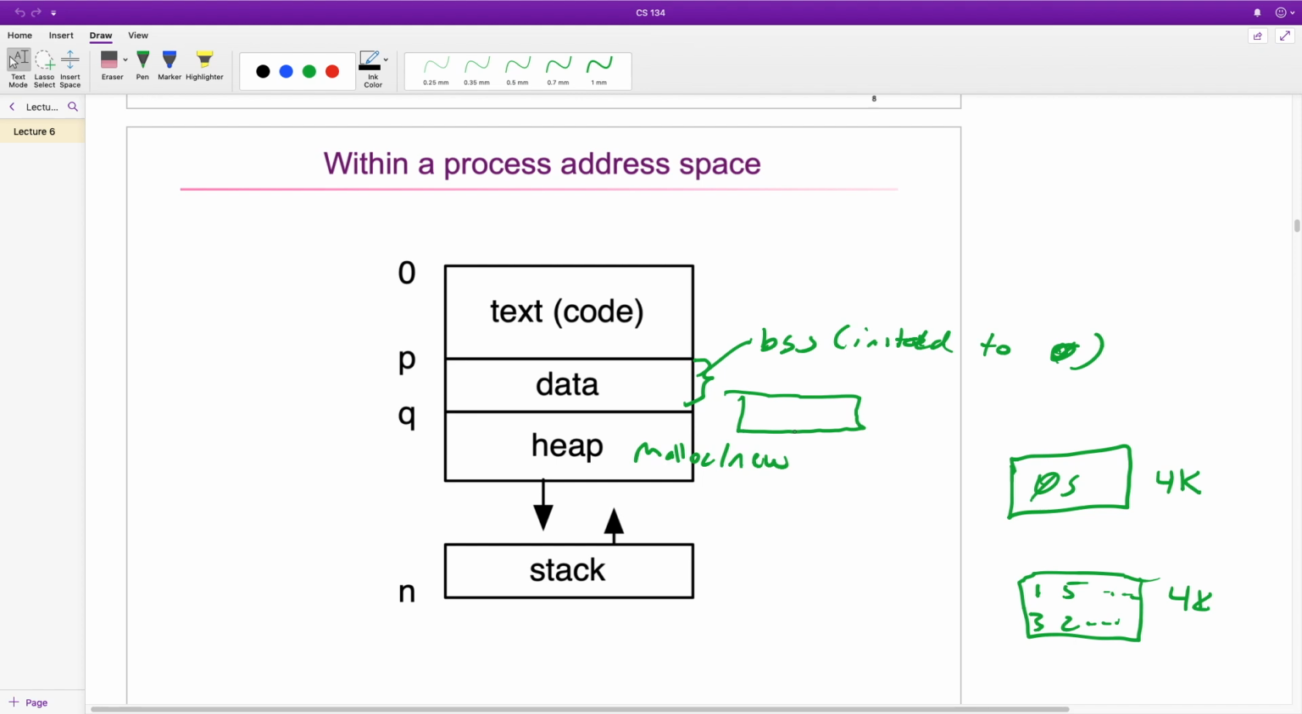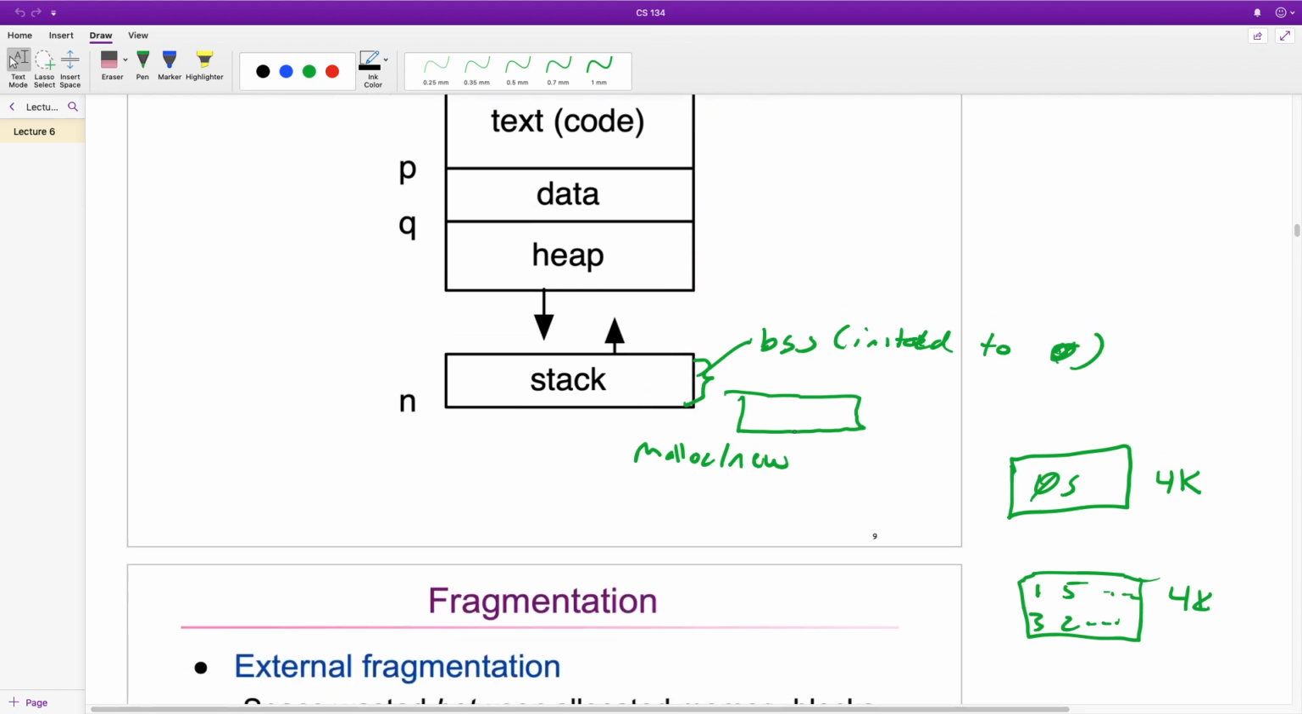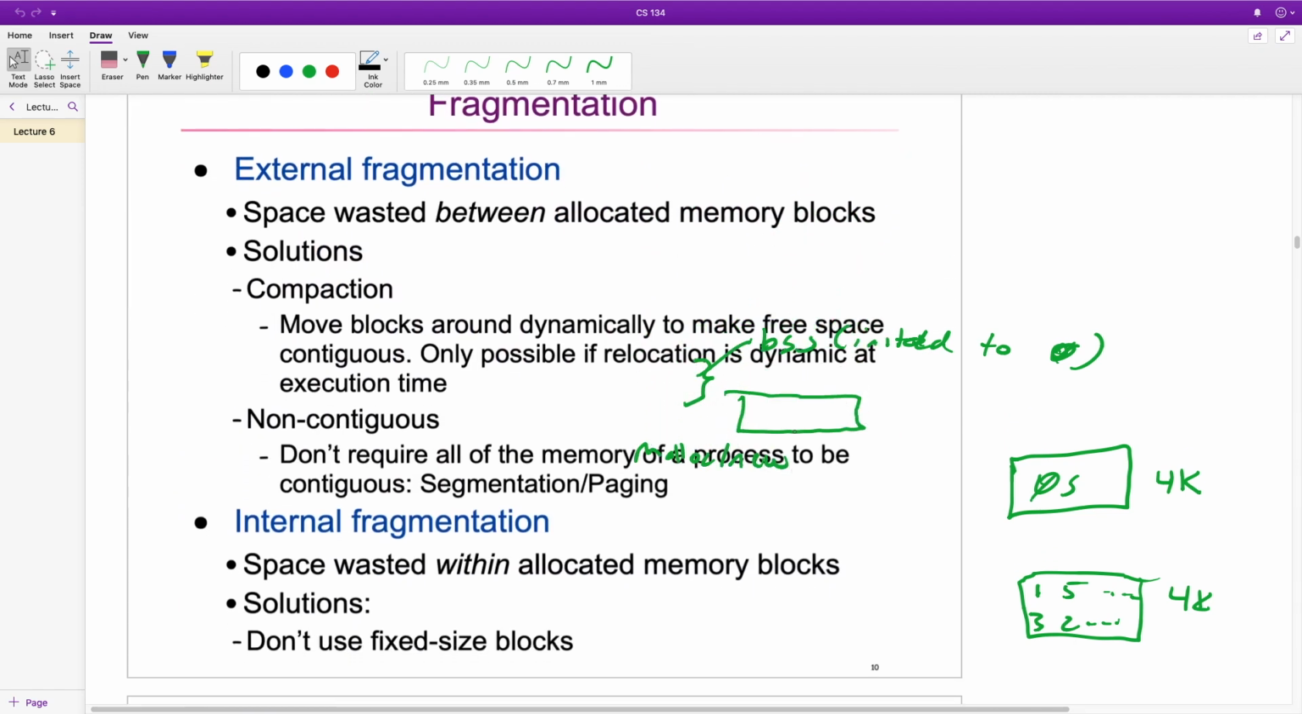Anytime you're dealing with allocating and deallocating memory, you also have these fragmentation issues. So malloc, a memory allocator, has to deal with both external and internal fragmentation as well. Questions? Okay, so let's go back to this external fragmentation.